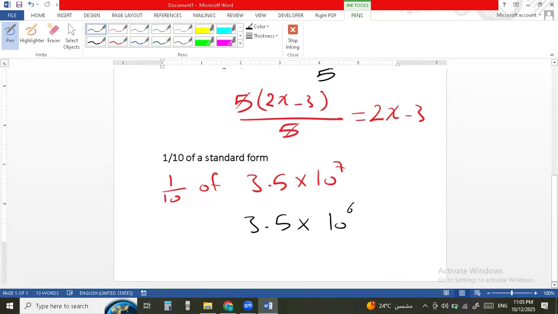So another example, Mister. If I say to you 1/10 of 2.4 times 10 to the power of negative 3, how can I do it? The same thing exactly. Take the power 1 down. So it is 2.4 times 10 to the power of, don't say negative 2. Negative 2 means you took it up, by the way. That's negative. So take it 1 down means minus 1. So it's 10 to the power of negative 4. This is how you get 1/10 of a standard form.